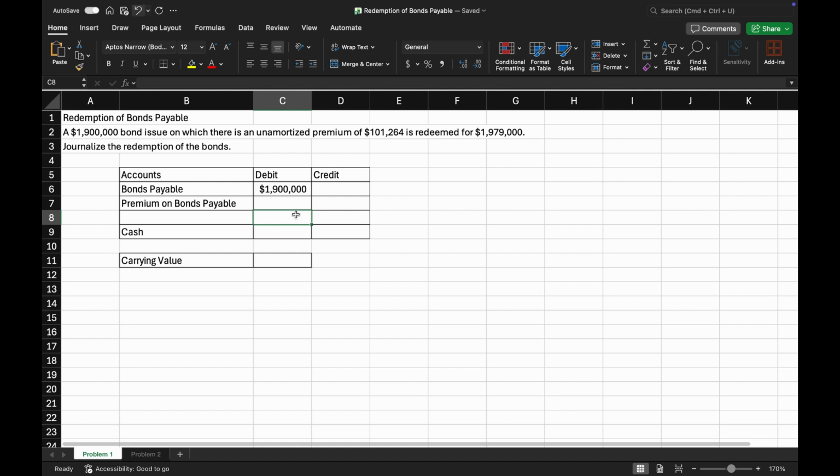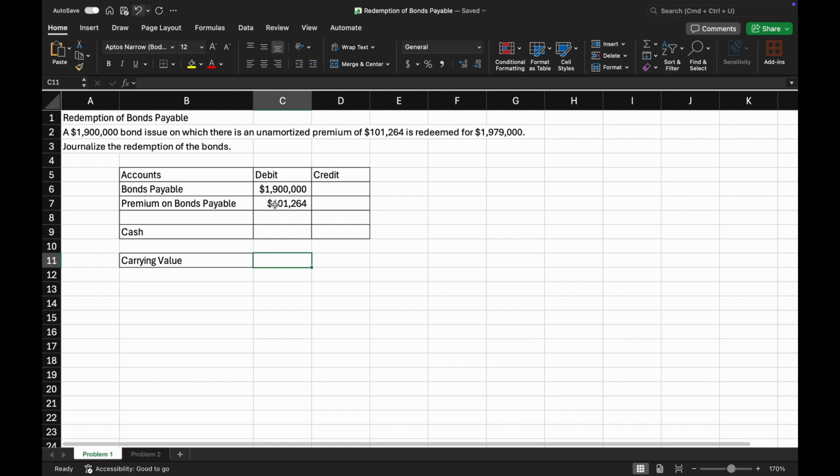Secondly, premium on bonds payable. This account represents the remaining unamortized premium from when the bonds were originally issued above the face value of $1,900,000. In this case, we know that the premium that is unamortized is $101,264, and since this account is being removed, we can debit this account for $101,264.